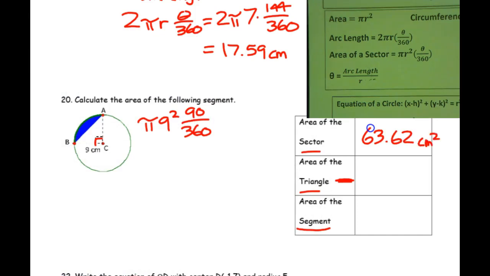centimeters squared. For the triangle, remember, if the radius down here is 9, the radius up here is also 9, which happen to be the base and the height of the triangle. Please remember that the area of a triangle is base times height divided by 2, or 1/2 base times height. So 9 times 9, don't forget to divide by 2, please. Okay, so 9 times 9 divided by 2 gives us 40.5.